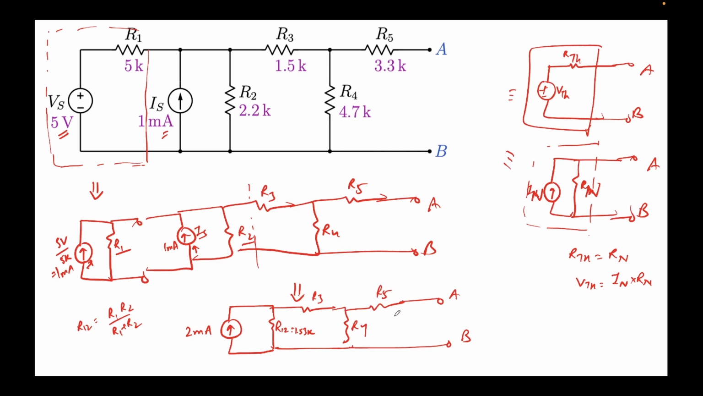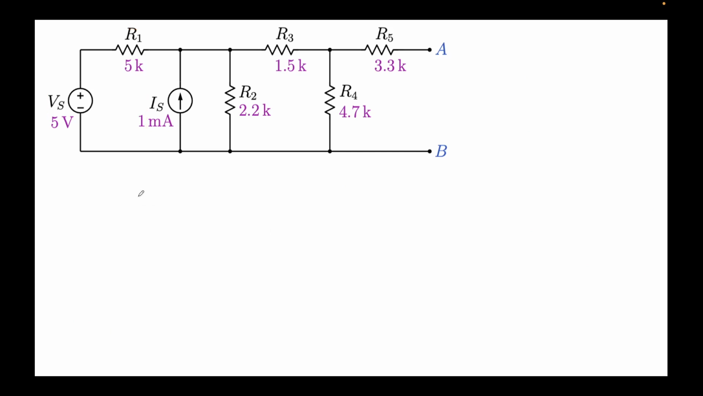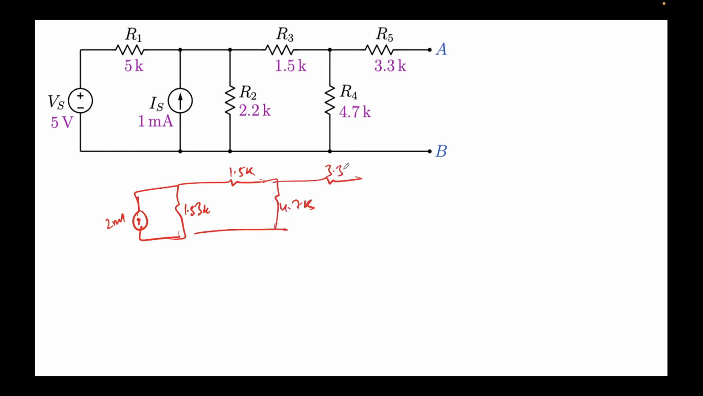Okay. So now we'll go ahead and simplify this even further. How do I do that? You can see that if I convert it back to the voltage form, then the resistance that will come here will simply add up with R3, and that will simplify the circuit again. So let me redraw this circuit first. Okay. So we had 2 milliamps, 1.53K, and from R3 onwards it remained the same. So this was 1.5K, 4.7K and 3.3K, A and B, right?